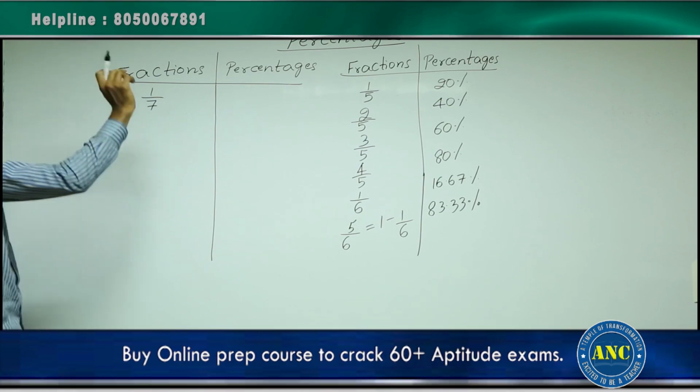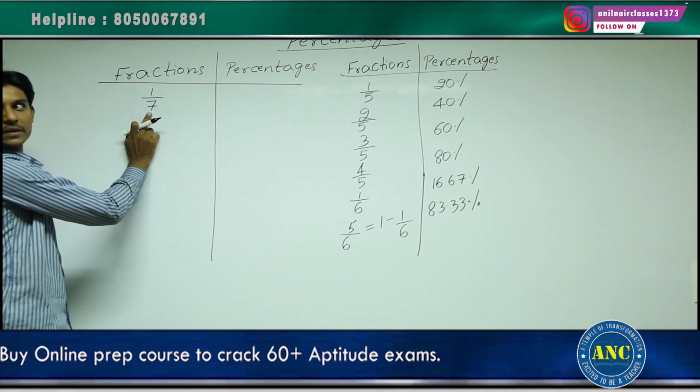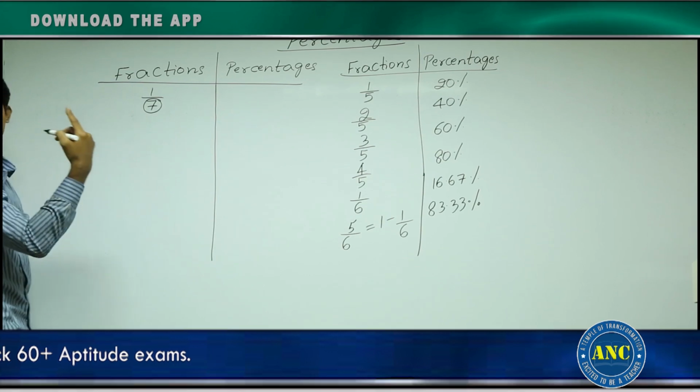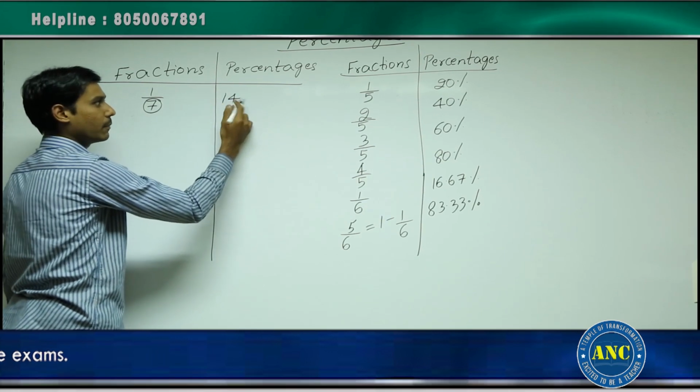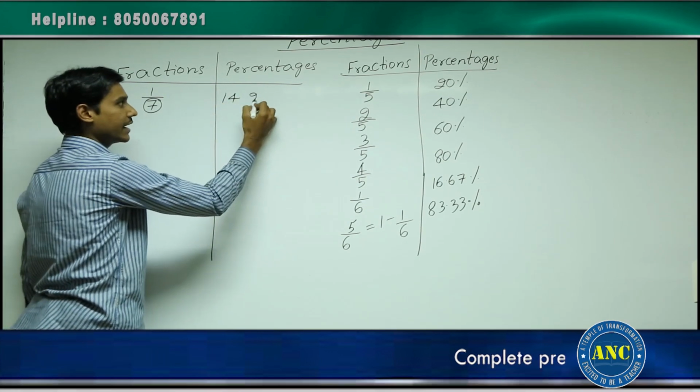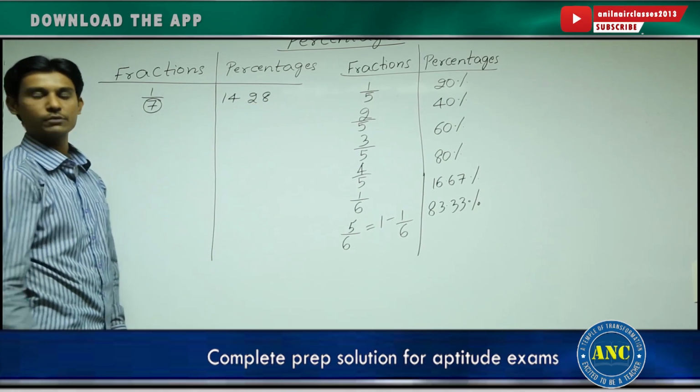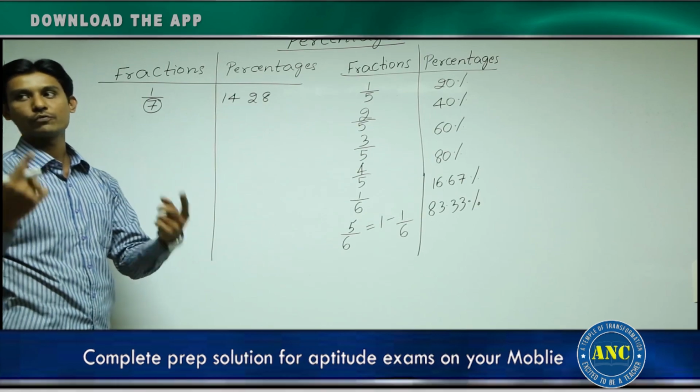The other way of solving is, see here. The denominator is 7. What is the double of 7? Double of 7 is 14. Write down 14. Double of 14 is 28. Write down 28. Double of 28 is 56. I will approximate that to 57.